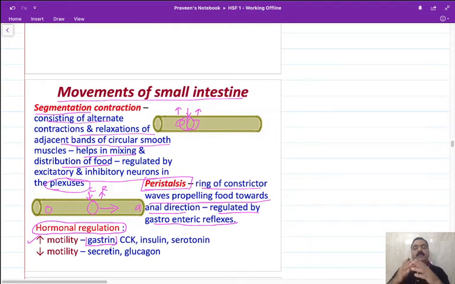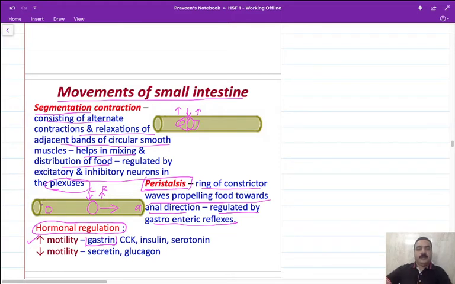For example, when the food is there in the stomach, it will cause distension of the stomach and you have more gastrin. Gastrin will act on the small intestine and cause the peristaltic movement, moving the food chyme forward, so that you are expecting new food to come to the small intestine. In order for the new food to come in, you are causing the removal of the already existing food particles in the small intestine. That is why gastrin increases the peristalsis in the small intestine.